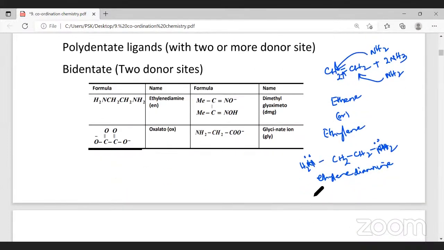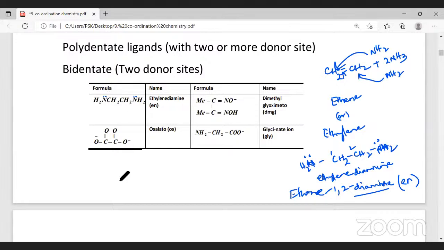Now, in modern days, they have changed the name. The IUPAC name is ethane-1,2-diamine. The longest chain is ethane, at the first carbon we have NH2, and at the second carbon we also have NH2. So it's called ethane-1,2-diamine. It's amine, not ammine with a double m; NH3 as a ligand is ammine with a double m, but here it is only a single m. It is represented by the letters en. So en is an example of a bidentate ligand, with two donor atoms.